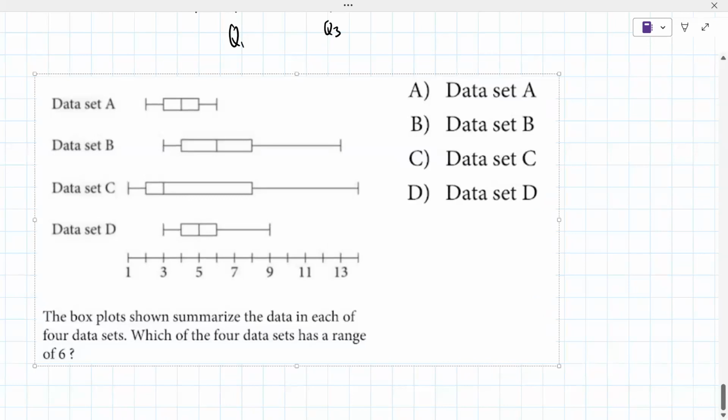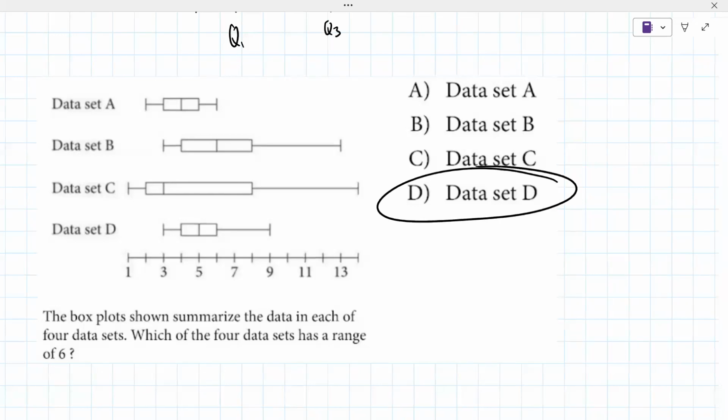All right. Go ahead and try this question, please. D. How did you come up with that? 9 minus 3 is 6. You got it. Very good. Is this a difficult question?